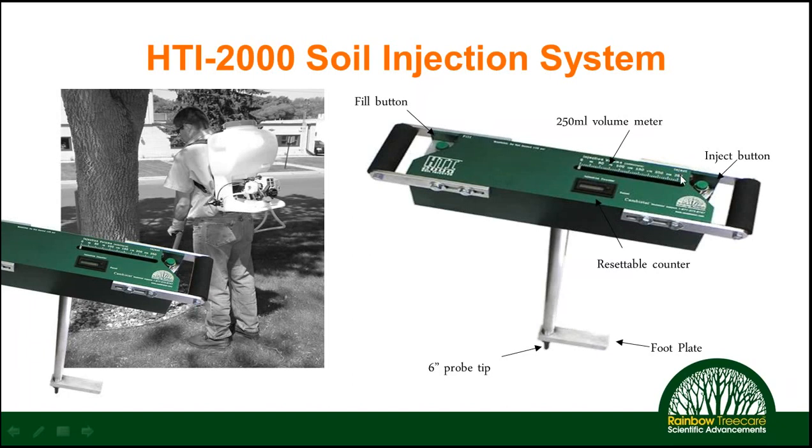Once you're at 250 mils, you release the left button, you push the right button, then it revalves the material, and using the pressure from your sprayer, pushes it into the ground. Here's the foot plate. Here's the probe at the tips. The probe is anywhere from 4 to 6 inches, and the reason it's that short is you don't want to go too deep. You want to go just right where the tree roots are located.